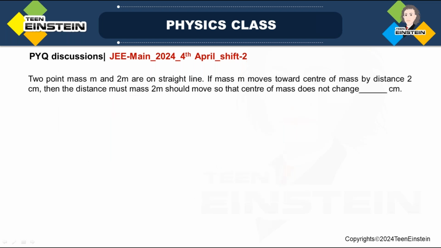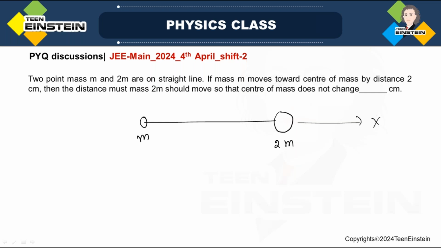Okay, so here is another interesting problem. The problem says two point masses m and 2m are on a straight line. Let us say this is along the x-axis. This is m and this is 2m.